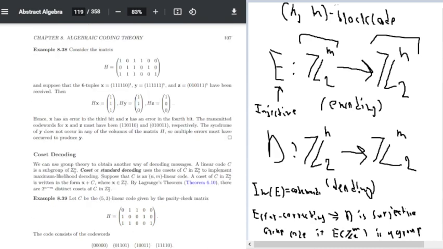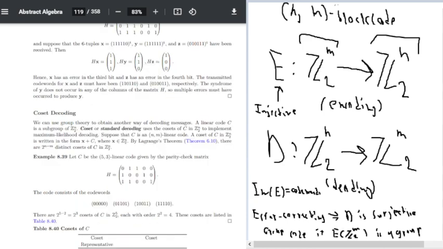Example 8.38. Consider the matrix H equals, that's a large matrix, I'm not going to read that whole thing off. And suppose that the 6 tuples x equals 1, 1, 1, 1, 1, 0, y equals 1, 1, 1, 1, 1, 1, and z equals 0, 1, 0, 1, 1, 1 have been received. Then Hx equals 1, 1, 1, Hy equals 1, 1, 0, and Hz equals 1, 0, 0. Hence, x has an error in the 3rd bit, and z has an error in the 4th bit. The transmitted code words for x and z must have been 110110 and 010011 respectively. The syndrome of y does not occur in any of the columns of H, so multiple errors must have occurred to produce y.